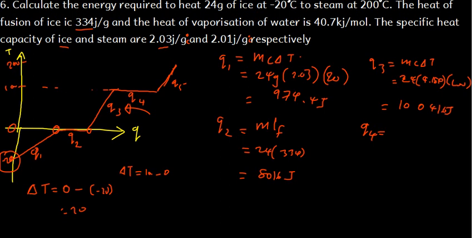Let's also find Q4. Now see, at the fourth energy there is a change of state. Whenever a change of state is happening, what is involved is the latent heat. But because here something is vaporizing, it's changing to vapor, it is latent heat of vaporization. So the mass is still 24. Now the latent heat of vaporization, where has it been given? It has been given as 40.7, but it is in kilojoules per mole.